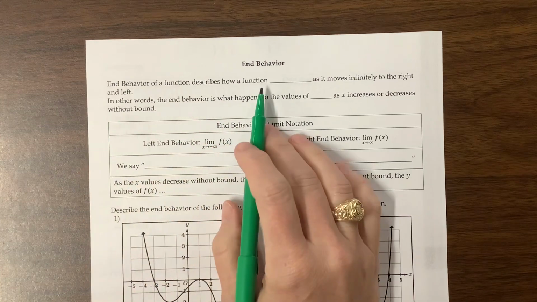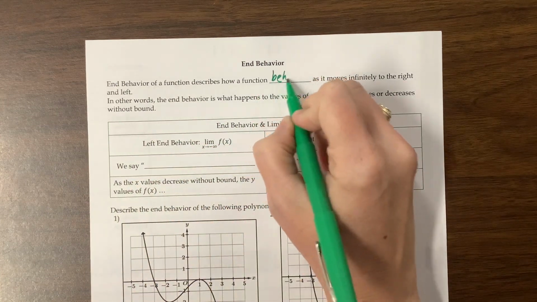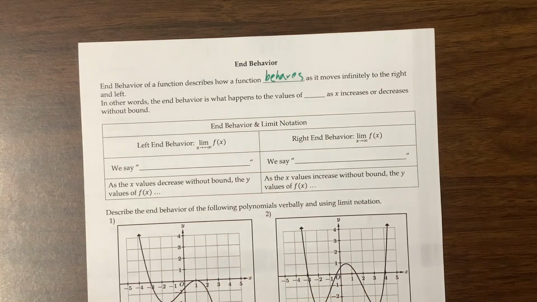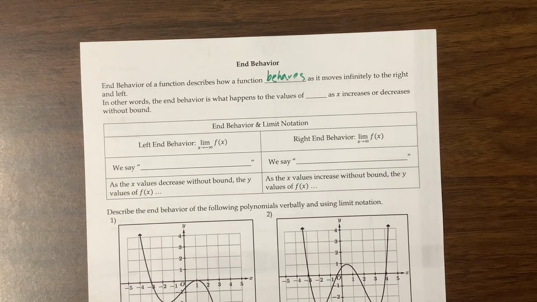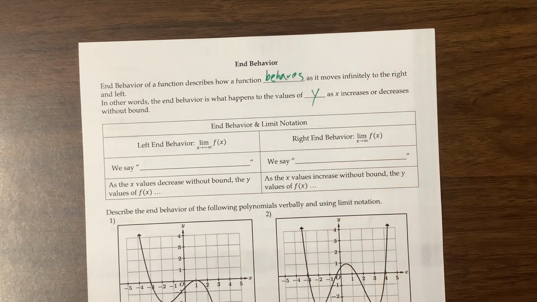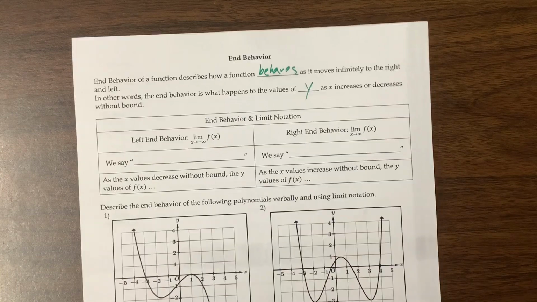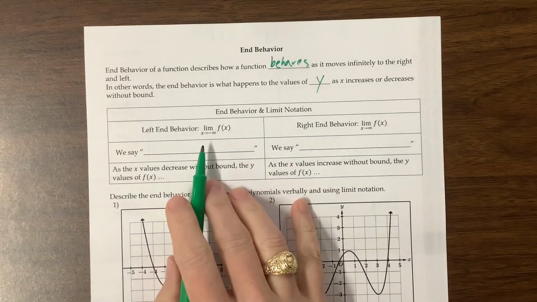The end behavior of a function describes how a function behaves as it moves infinitely to the right and left. In other words, the end behavior is what happens to the values of y as x increases or decreases without bound. Okay, so this is that new notation that we're going to talk about.